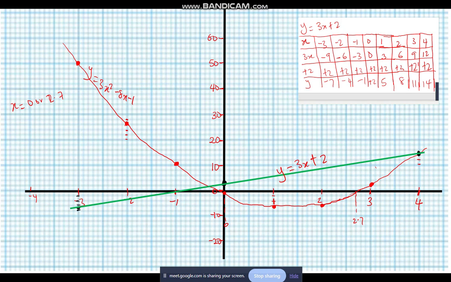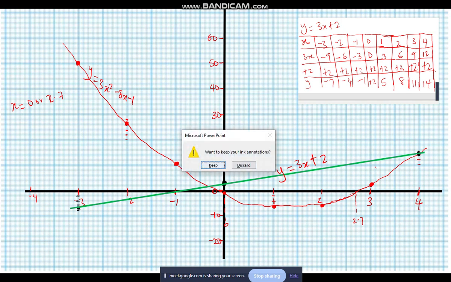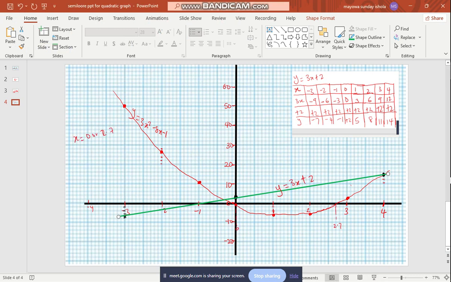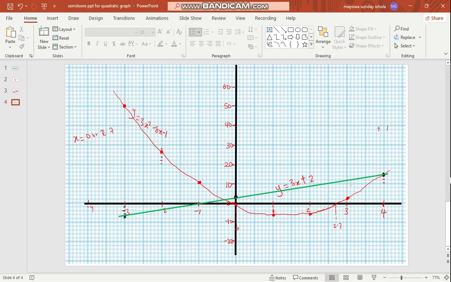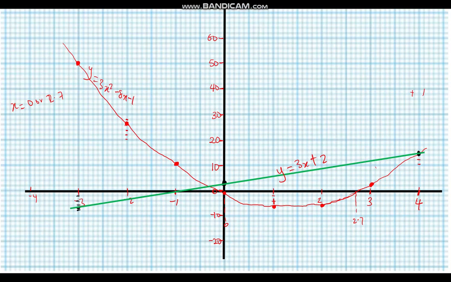For A, I think we are done with this linear stuff. Okay, we are done with the linear stuff. Let's get rid of it, because of other work we want to do. Okay, Shemilore.